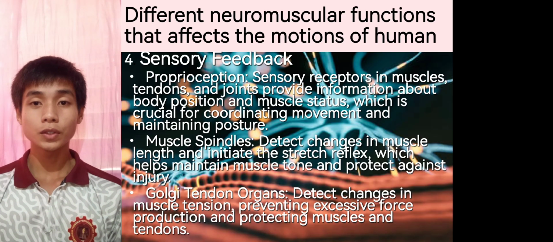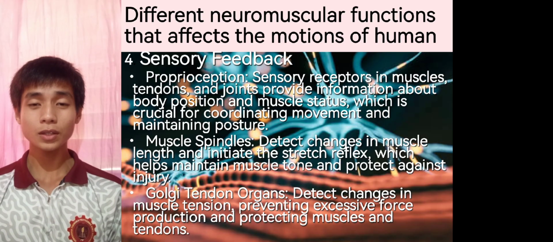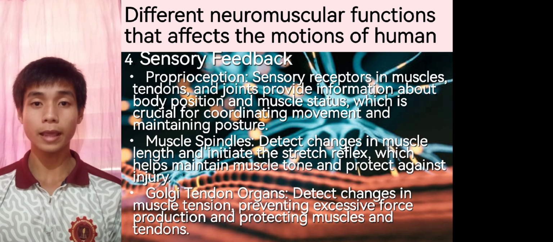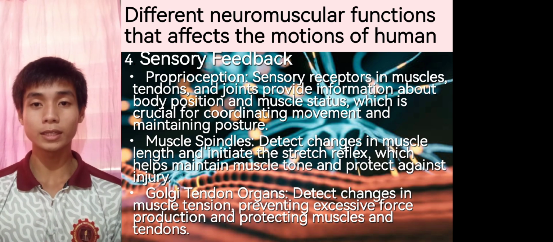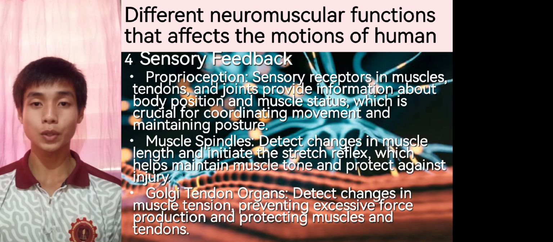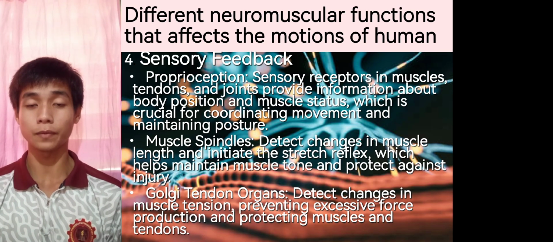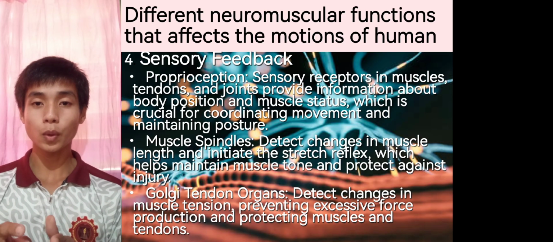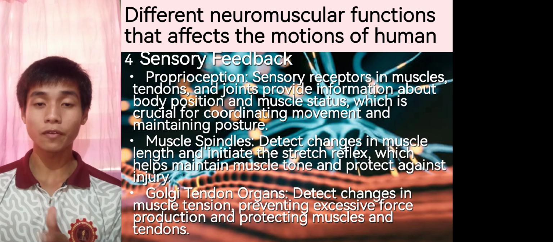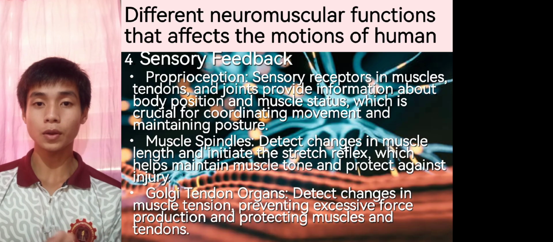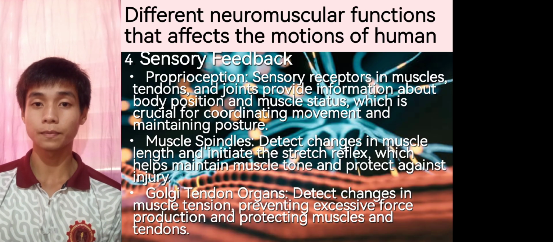Next are the muscle spindles. They detect changes in muscle length and trigger what's called the stretch reflex. It helps maintain muscle tone and prevents overstretching. For example, think about when a doctor taps your knee with a reflex hammer. Your leg kicks automatically because of your muscle spindles.